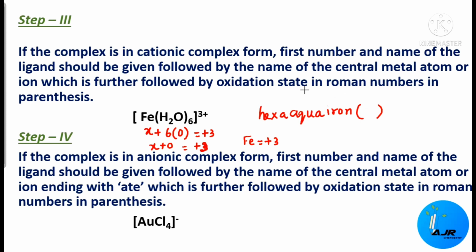So how will you write? Here I have already told that the oxidation state should be written in Roman numbers. It's 1, 2, 3. So this is the name of the compound. This is the third rule. Now let us see the fourth rule.